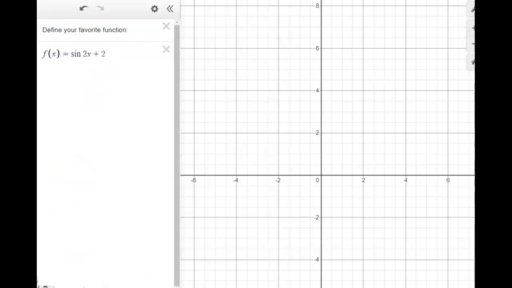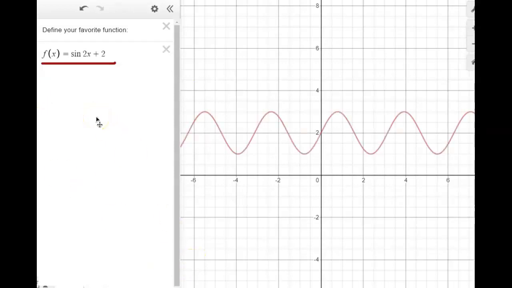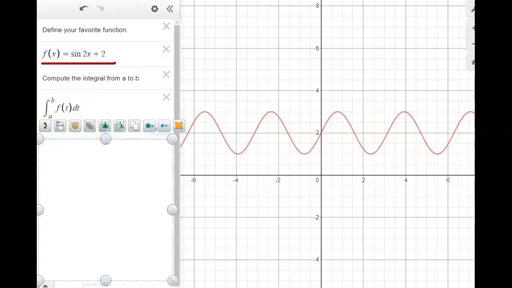So I'm going to pick the function here. f of x equals sine of 2x plus 2. Just a random function, but there it is. So I'm going to go ahead and graph it, and that's what the graph of that particular function would look like. All right, so now let's go ahead and do an integral of this function.